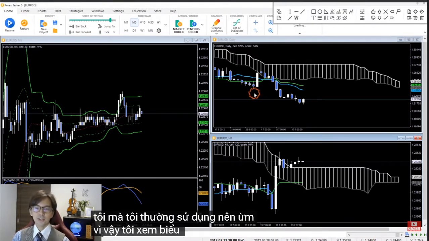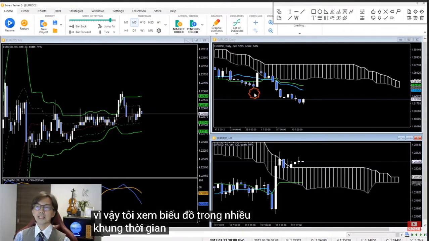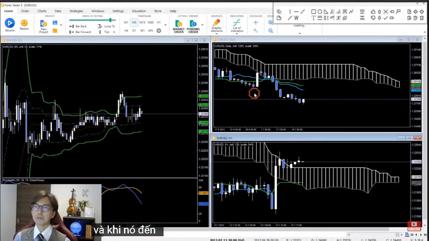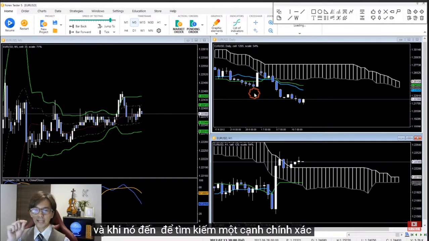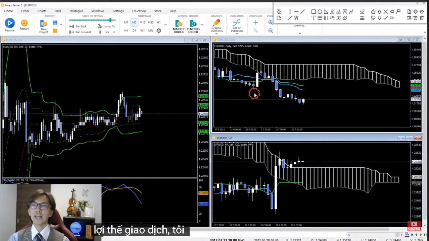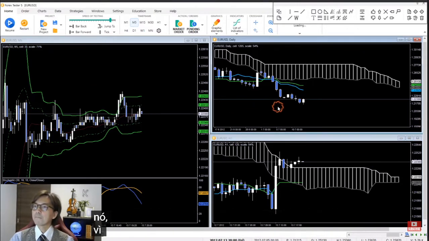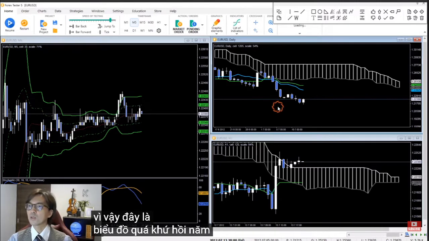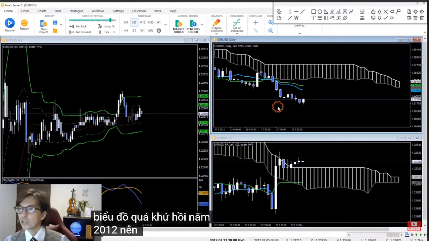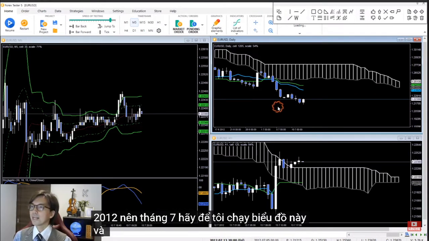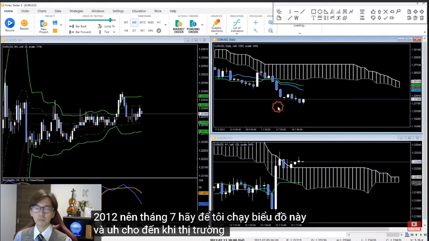Yeah, I look at the charts in multiple time frames and I only use Ichimoku in higher time frames. And when it comes to looking for an exact trading edge, I look at the 5 or 15 to take it. So this is the past chart back in 2012 in July. Let me run this one until the market goes down.